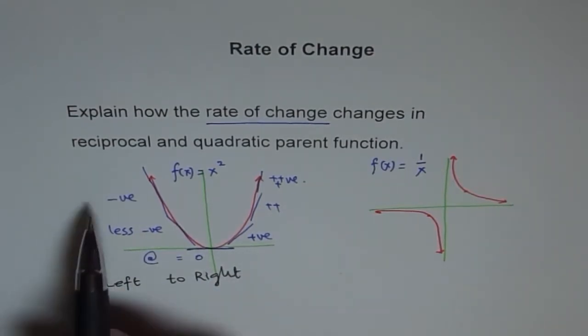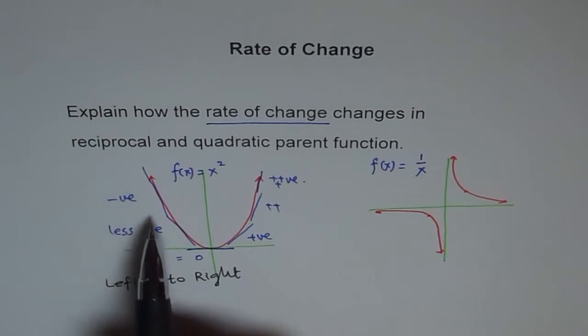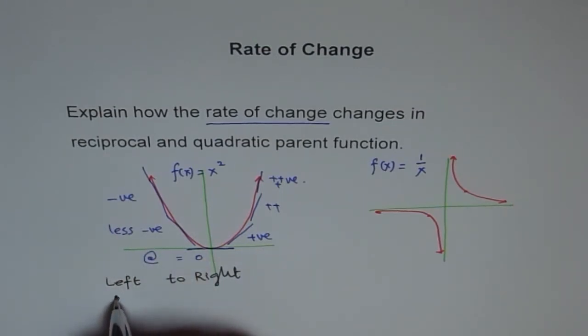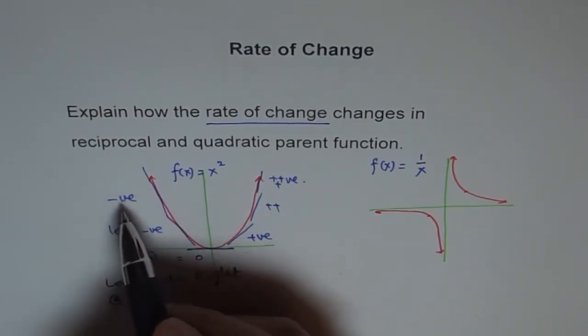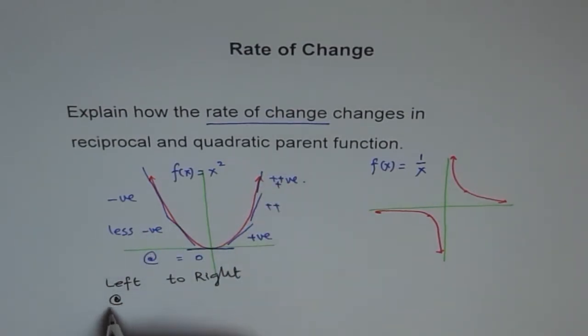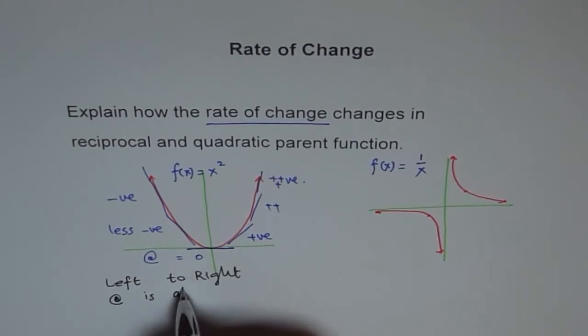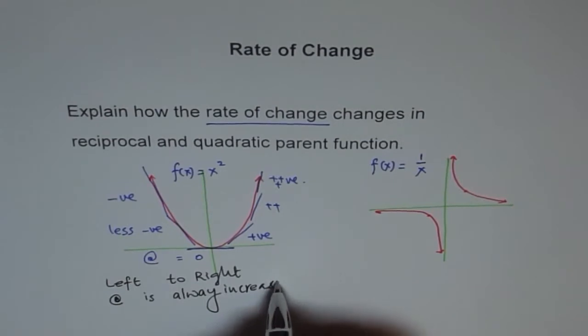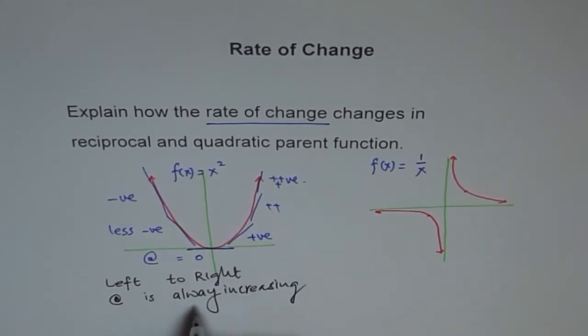And then if we compare from left to right, what do you see about the rate of change? We say that the rate of change is negative, becomes less negative, 0, positive, more positive, more positive. That means rate of change is always increasing. It is never decreasing. The rate of change is always increasing in the interval from minus infinity to plus infinity. Do you understand that part? That's a very unique characteristic of a parabola.